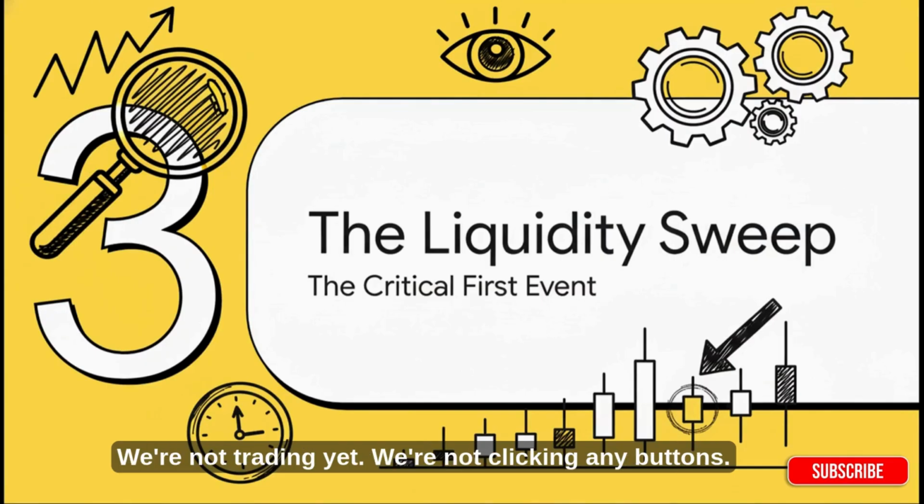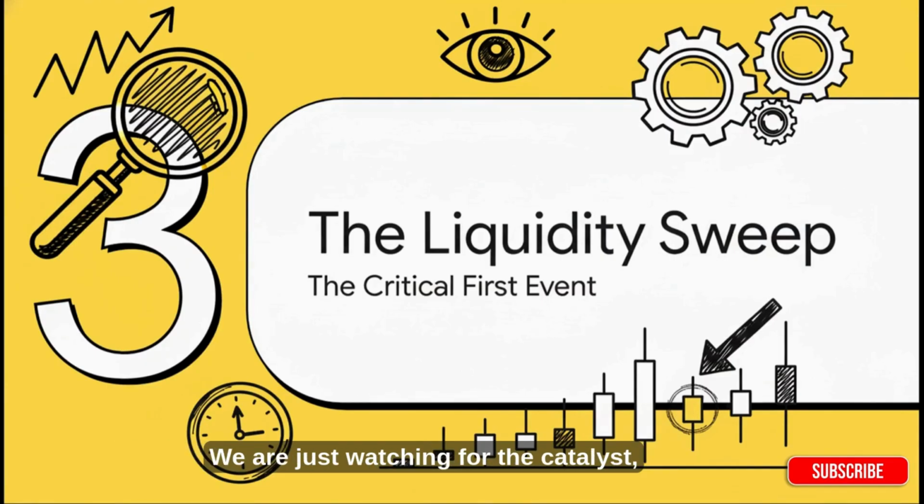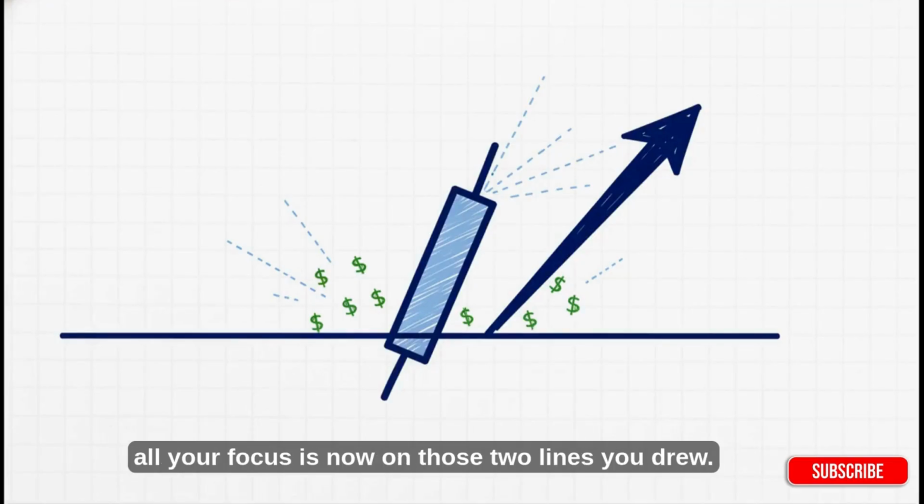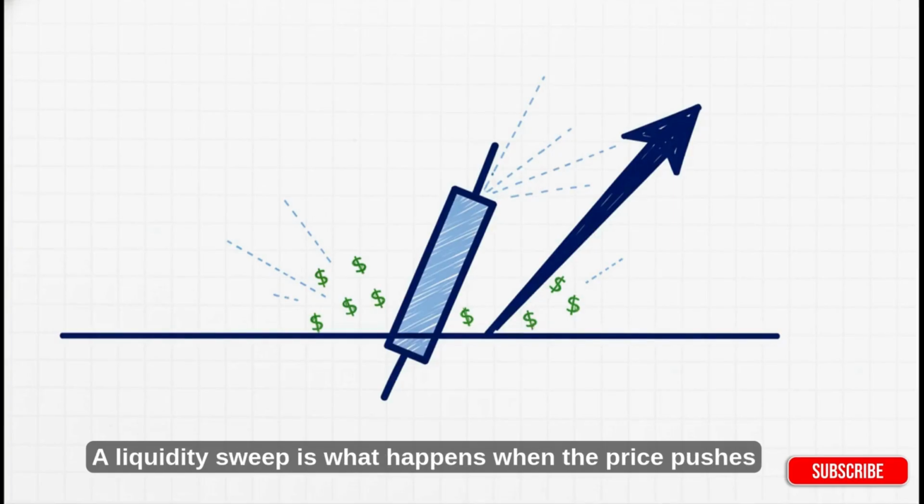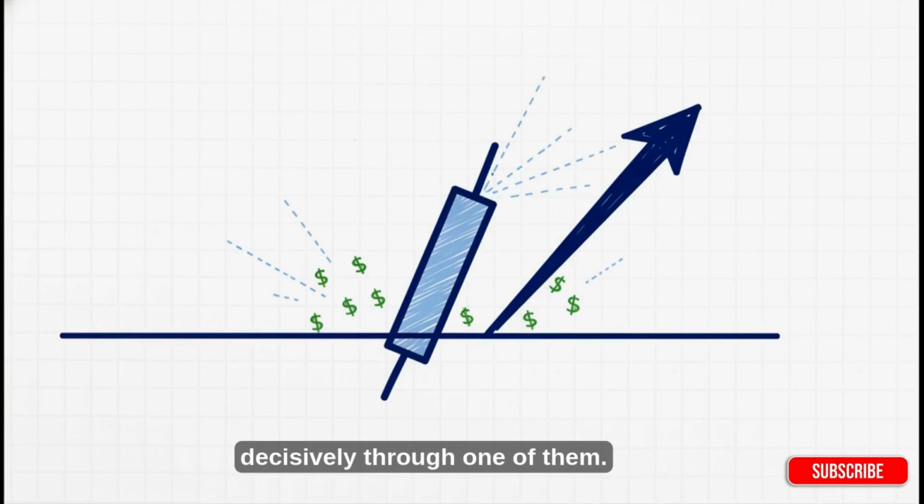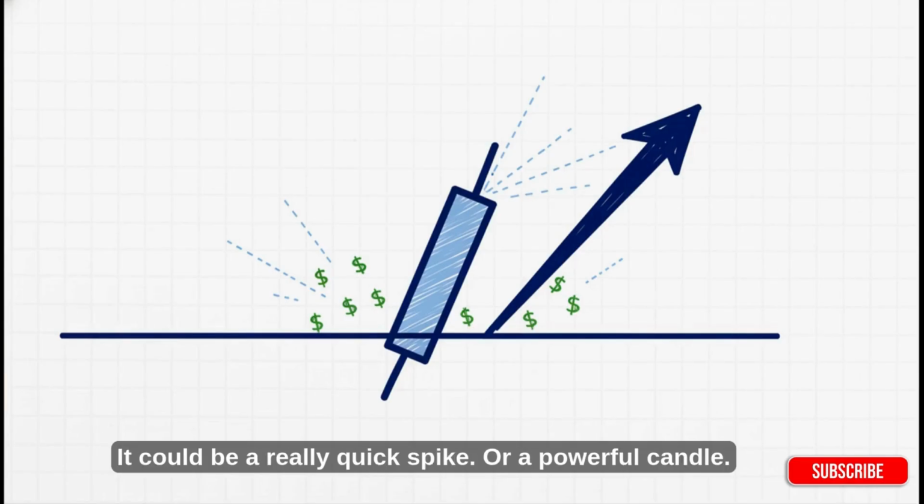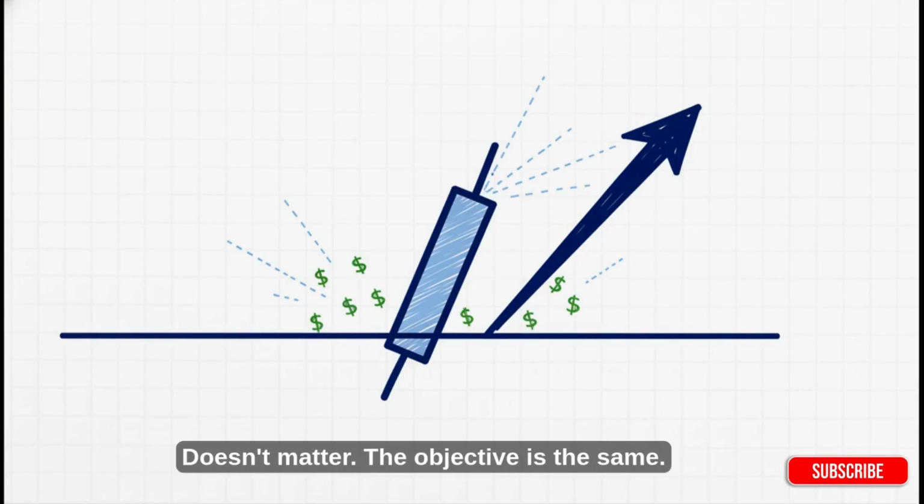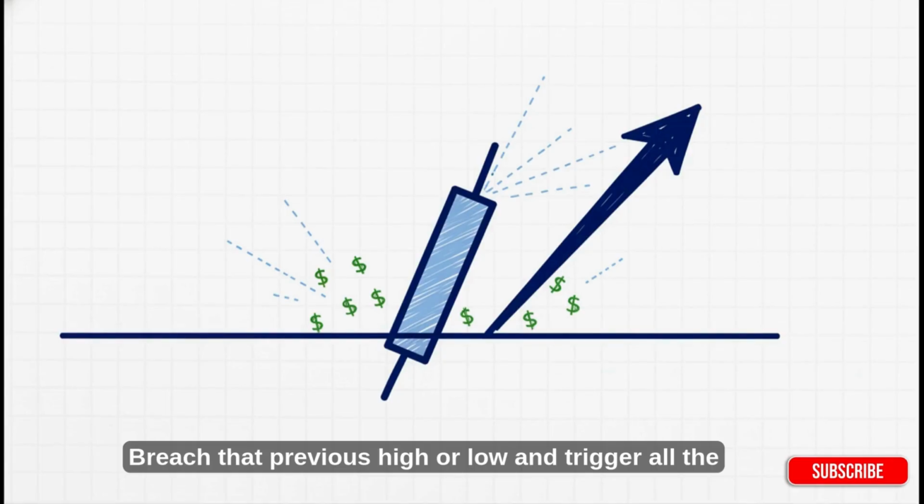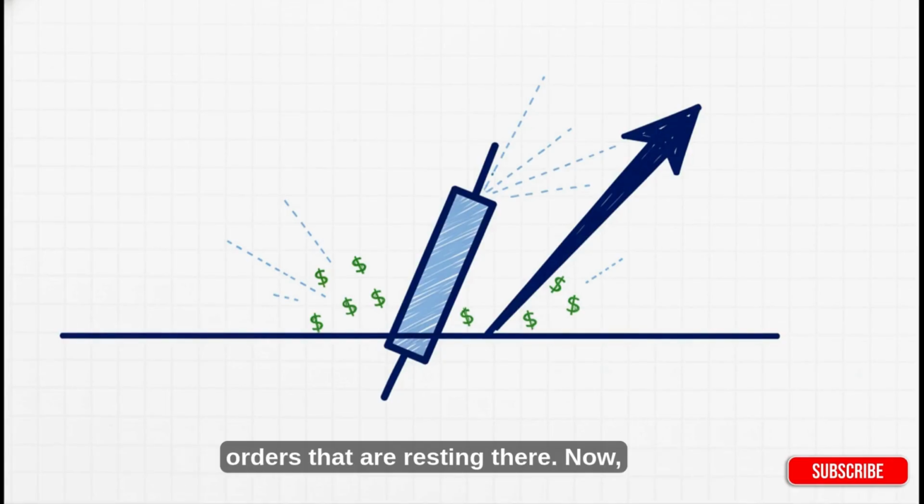We're not trading yet, we're not clicking any buttons, we are just watching for the catalyst, that first critical move from the market. So all your focus is now on those 2 lines you drew. A liquidity sweep is what happens when the price pushes decisively through one of them. It could be a really quick spike or a powerful candle, doesn't matter. The objective is the same: breach that previous high or low and trigger all the orders that are resting there.